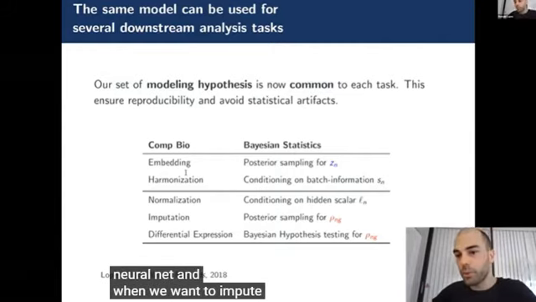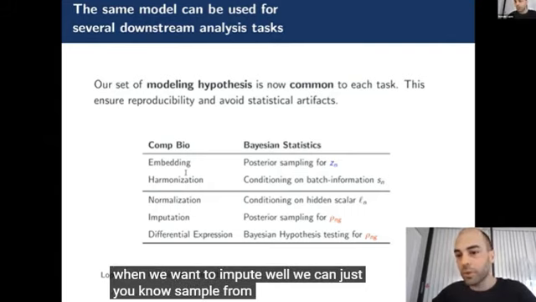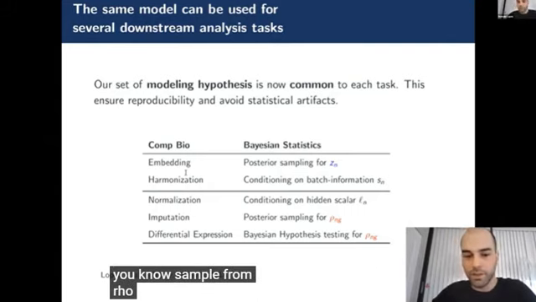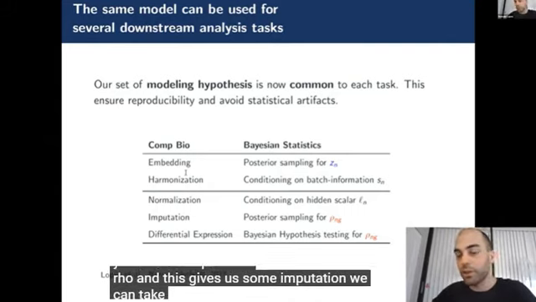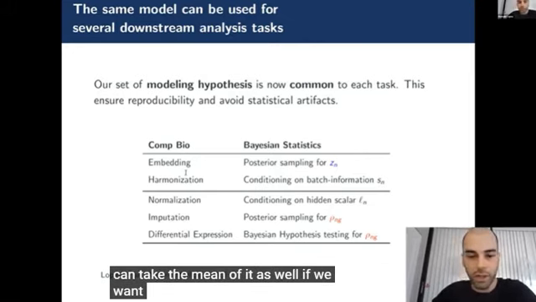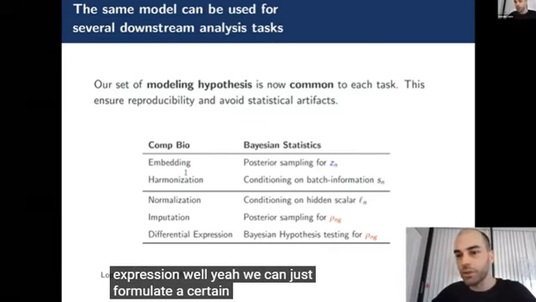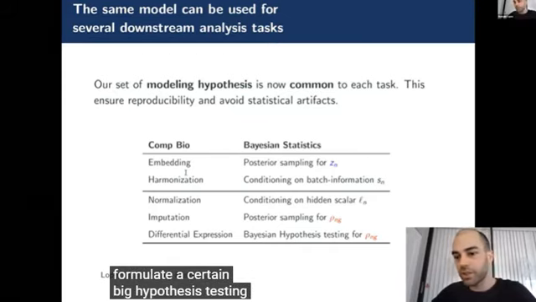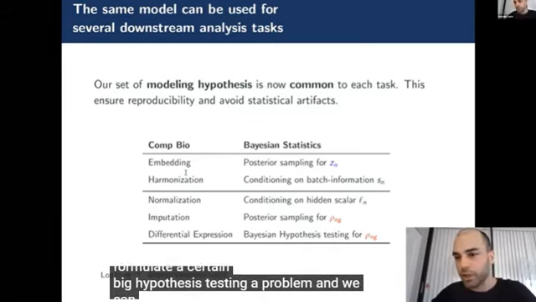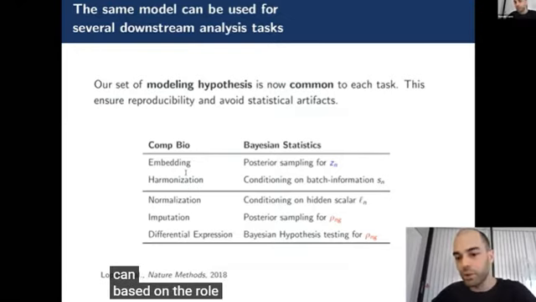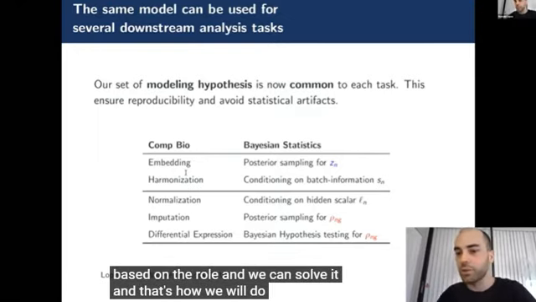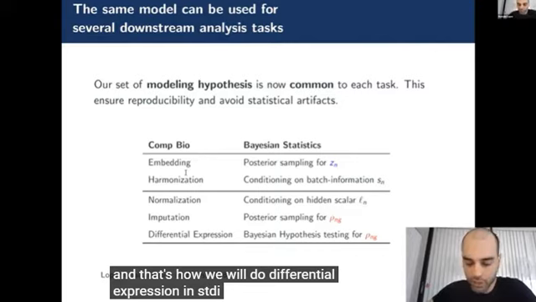When we want to impute, we can just sample from rho, and this gives us some imputation. We can take the mean of it as well if we want. And when we want to do differential expression, we can formulate a certain Bayesian hypothesis testing problem based on the rho, and we can solve it. That's how we will do differential expression in SCVI.